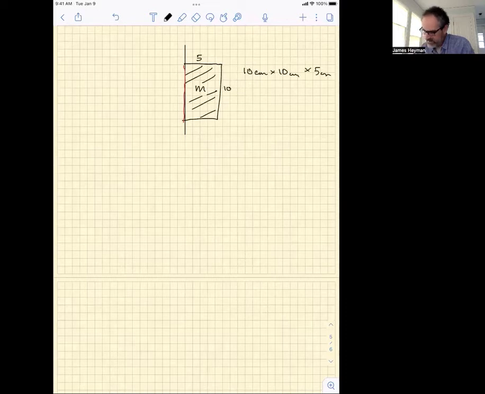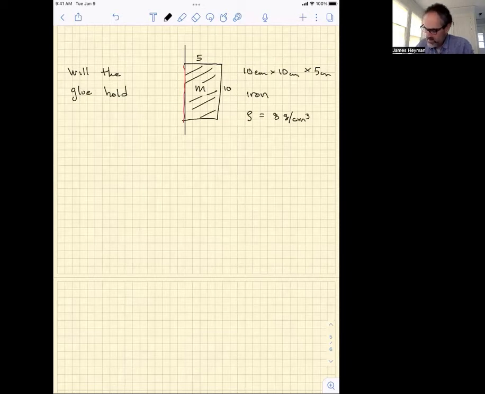And let's suppose it's made of iron so that it has a density, which I'll write as 8 grams per centimeter cubed. Okay? And our question is, will the glue hold? And our question is really a question about the shear stress that's being exerted on the glue.